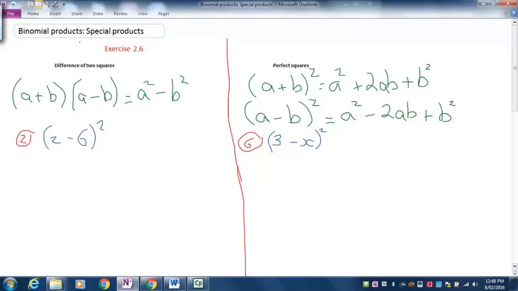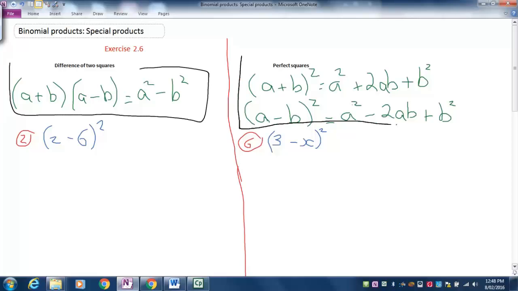So this section looks at some of our special binomial products. We have difference of two squares, and then we also have our perfect squares rules. So these can help us to expand a little more quickly without using FOIL. So this first one here is an example of one of our perfect squares.